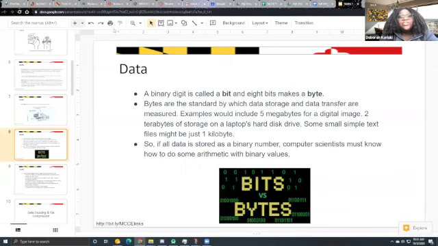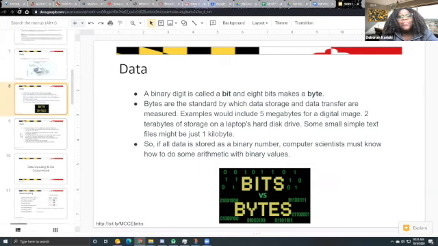So a binary digit is called a bit, and 8 bits make a byte, and bytes are the standard by which data storage and data transfer are measured. Later on we'll talk about measuring and all that. Examples would include 5 megabytes for a digital image, 2 terabytes of storage on a laptop hard disk drive. Some smaller sample text files might be 1 kilobyte.